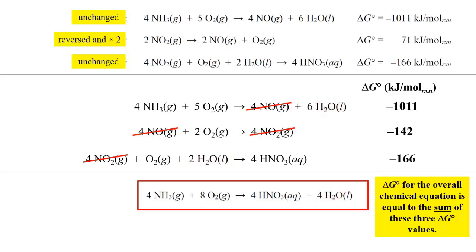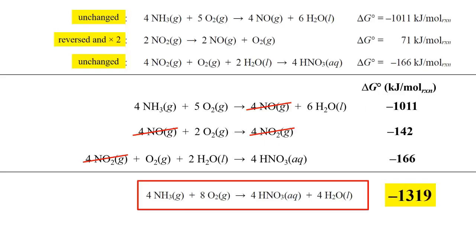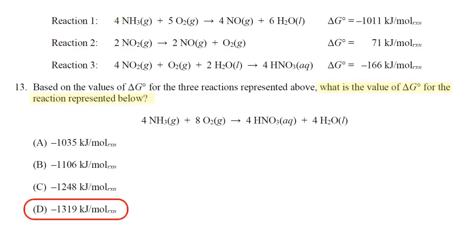So what I have to do now is simply determine the delta G for the overall chemical equation. So the delta G for the overall chemical equation is the sum of these 3 delta G values. So negative 1011 plus negative 142 plus negative 166. And when I do that math, I get negative 1,319. So that is the correct answer to question 13.